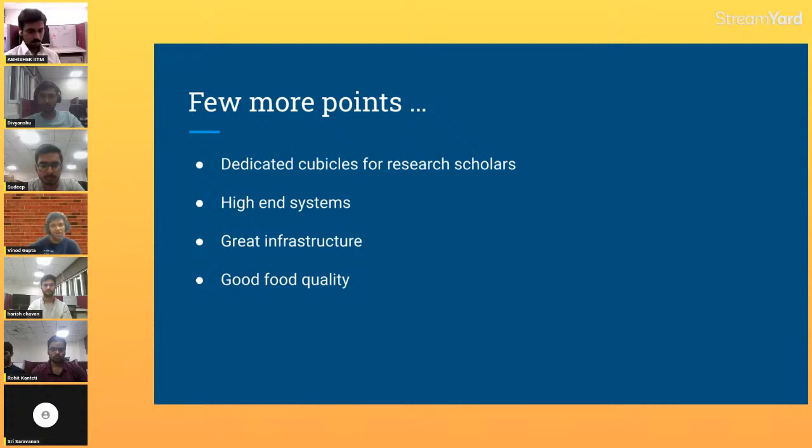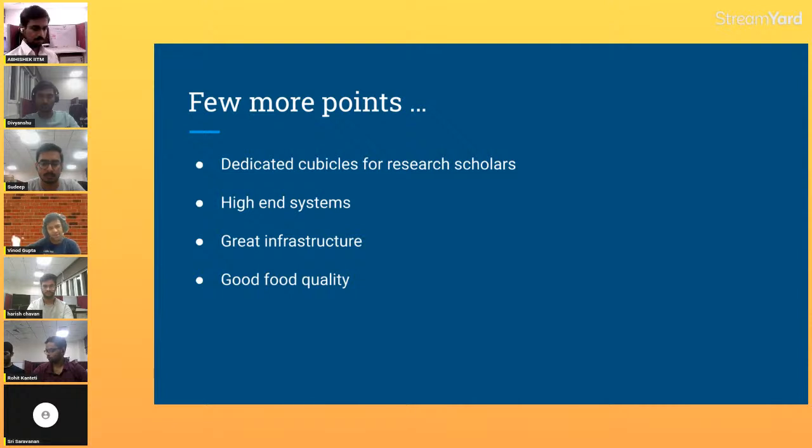Now moving forward, I would like to add a few more points. If you are a research scholar at IIT Madras, the first good thing is that you are provided with dedicated cubicles where you can work 24 by 7. At any point of time you can come. It is a separate space assigned to you. And also, high-end systems are provided to you according to your project requirement or the research you are doing. Good quality systems are provided to you.